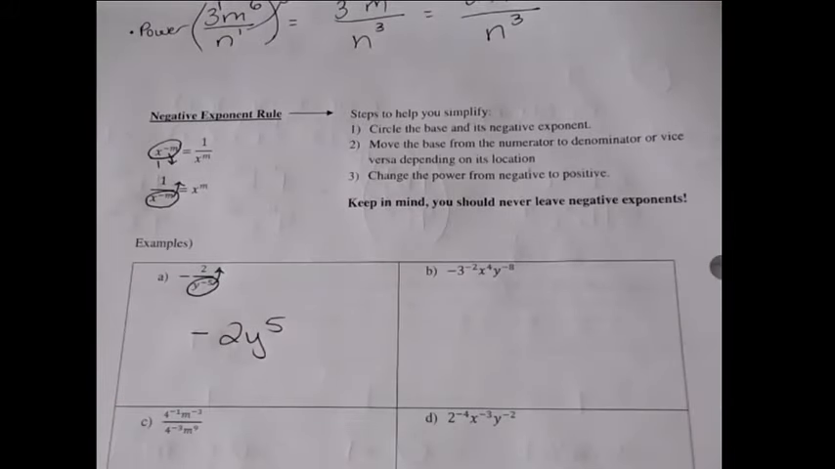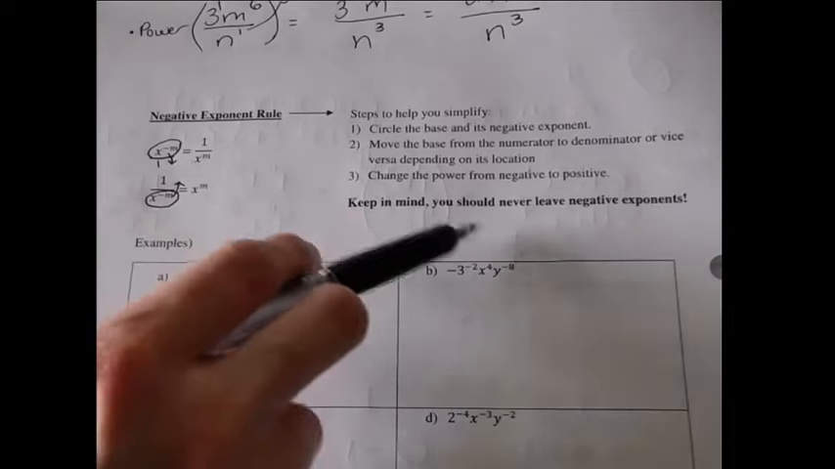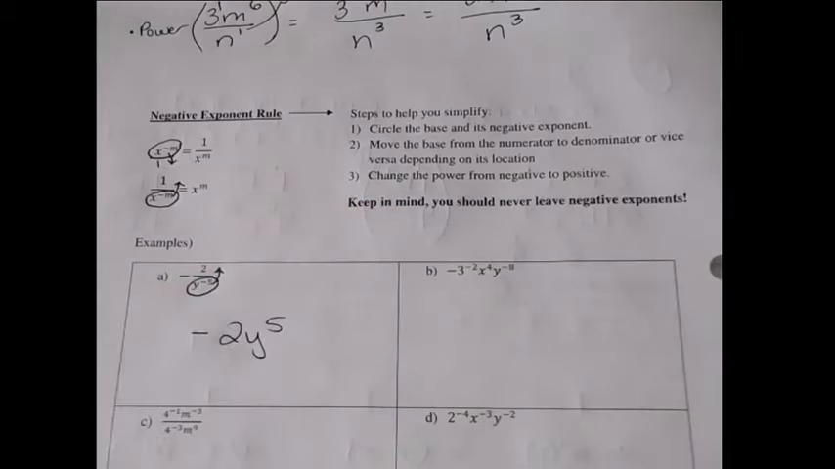Notice that the negative 2 stays. I don't do anything to that negative 2. The negative 2 does not have a negative exponent, so it stays exactly where it's located, unless we had a reason to simplify it. In this case, we simply don't. Okay? With our examples and on your tests and anything, you're never going to leave any negative exponents. So you want to make sure that you clean that up. Let's take a look at part B.